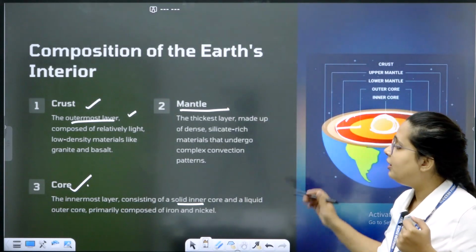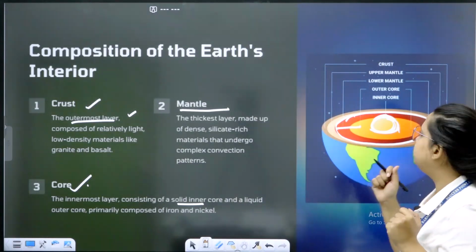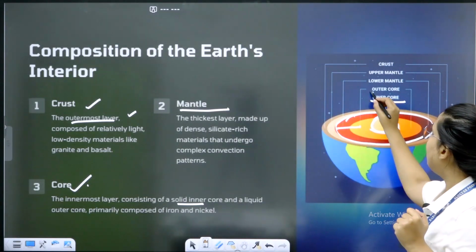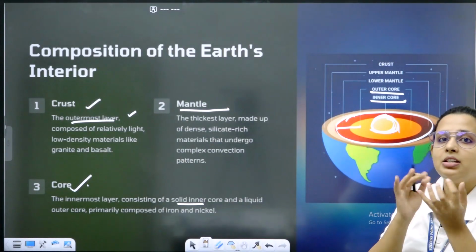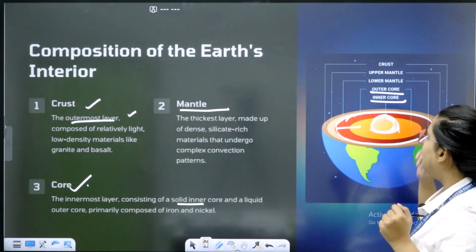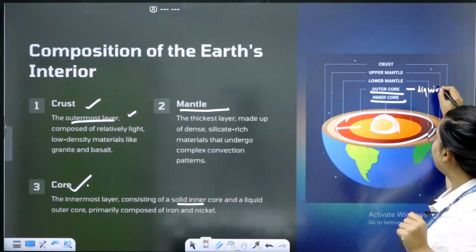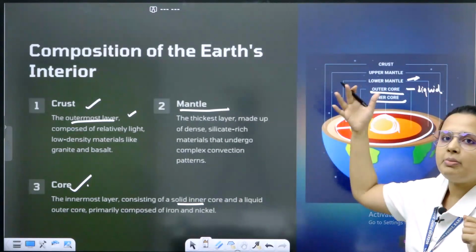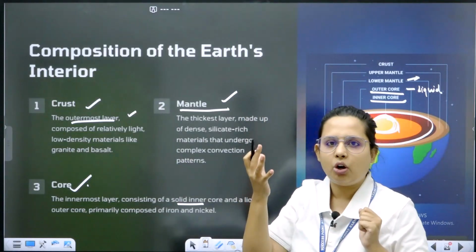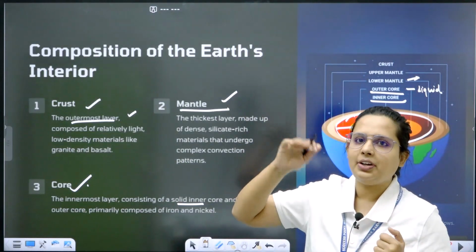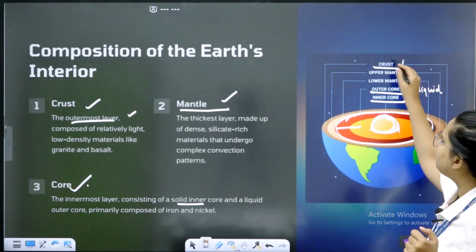Now, mantle and core are again divided into two specific spheres each. The inner core is the inside of the core, which is in solid state. Then you have the outer core. Outer core is in liquid state. And then you have the lower mantle and upper mantle. The mantle, or the middle sphere between crust and core, is divided into two parts, that is lower mantle and upper mantle. And then finally you have what is called the crust.